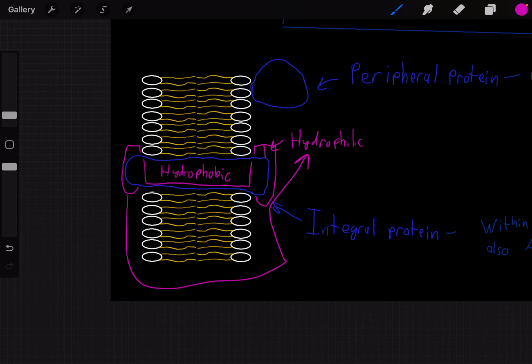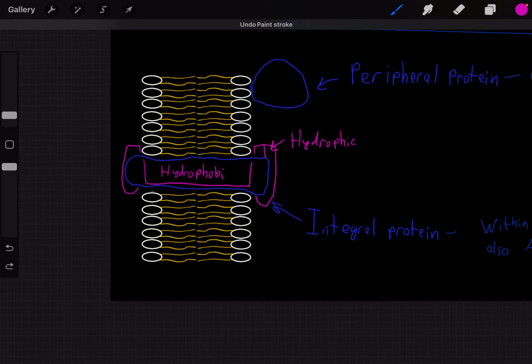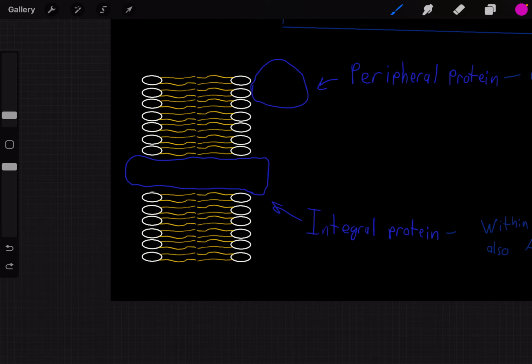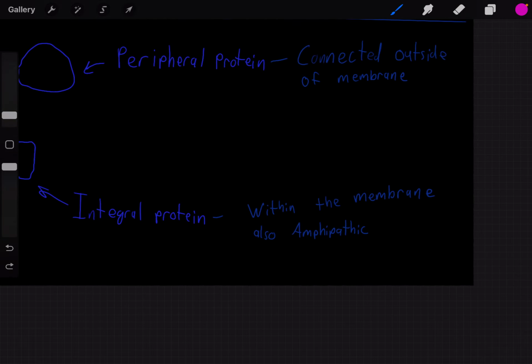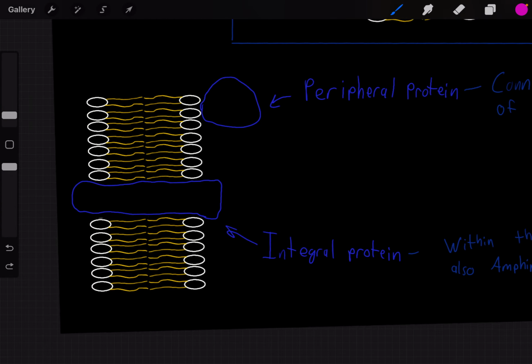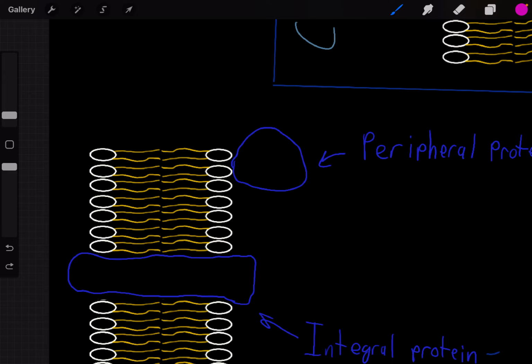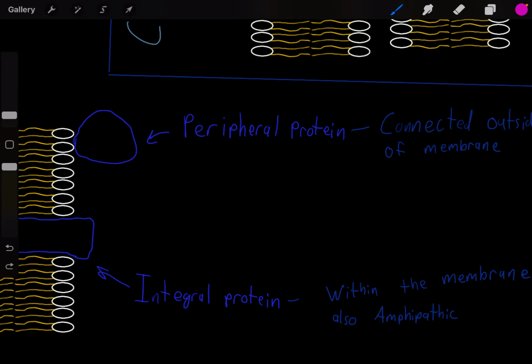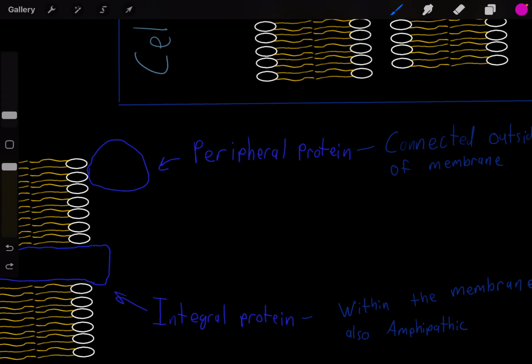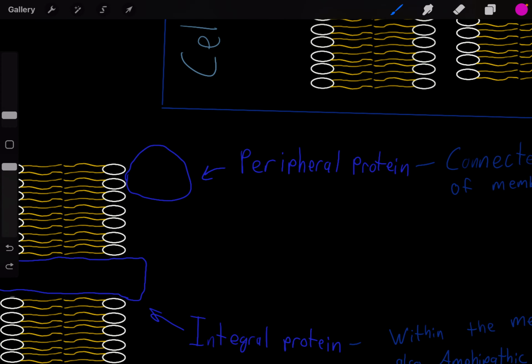So again, an integral protein is usually hydrophobic and hydrophilic. It goes inside the plasma membrane, all the way through. So again, within the membrane, also amphipathic. Now, a peripheral protein is just stuck to the plasma membrane. It's just outside of the plasma membrane, connected outside the membrane, and they're usually hydrophilic because, again, they're completely exposed to hydrophilic regions.